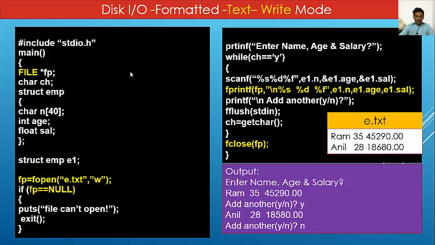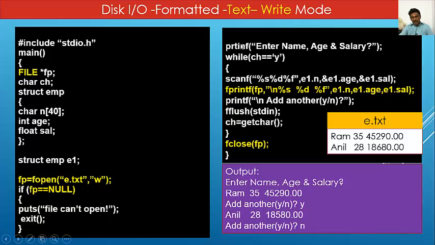So through this program, we get different values, different types of values. One is string, integer, float, through the keyboard. We get different types of values through the keyboard. Then we store them into the text mode file.